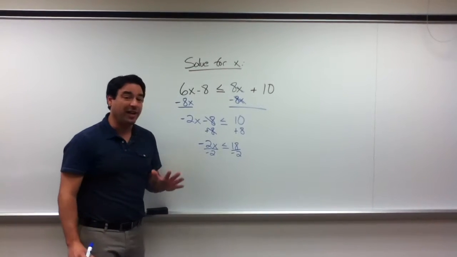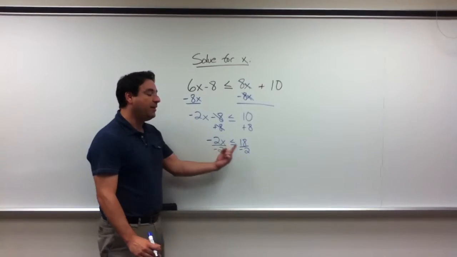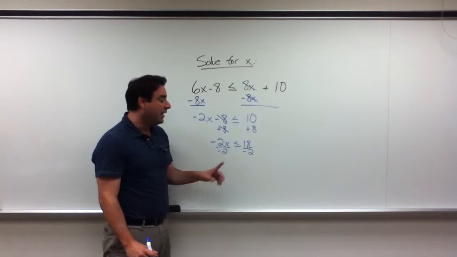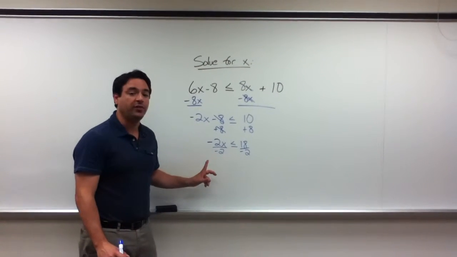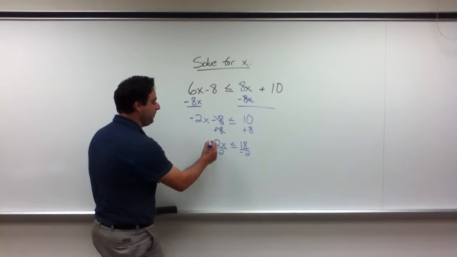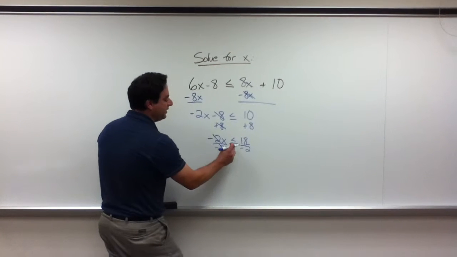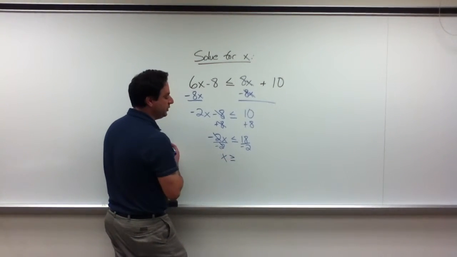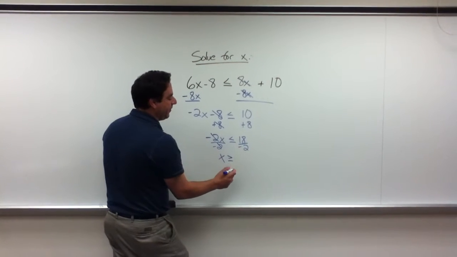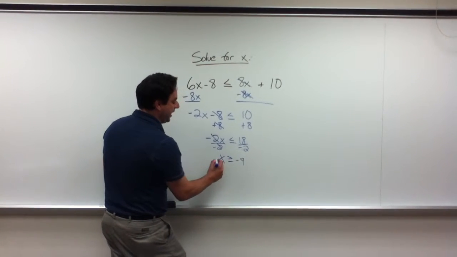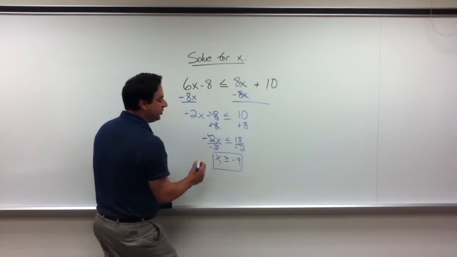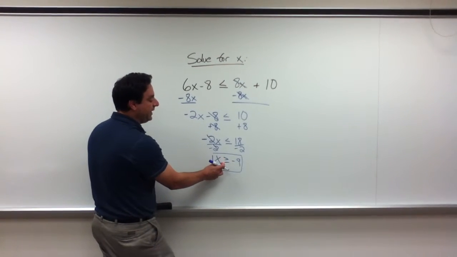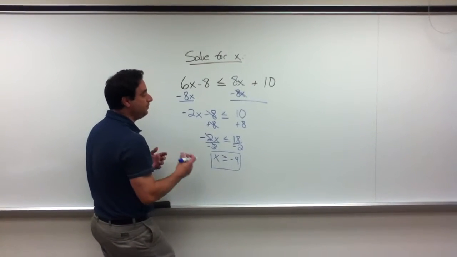And this is where we need to be very careful. If you divide both sides by a negative, the inequality flips, because when you divide by a negative, it means opposite. So we're left with x, opposite of less than or equal to is greater than or equal to. And 18 divided by negative 2 is negative 9. So our answer is x is greater than or equal to negative 9.